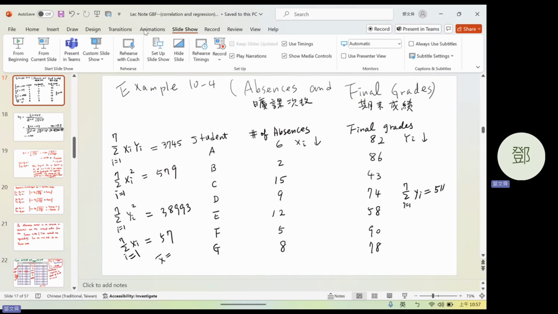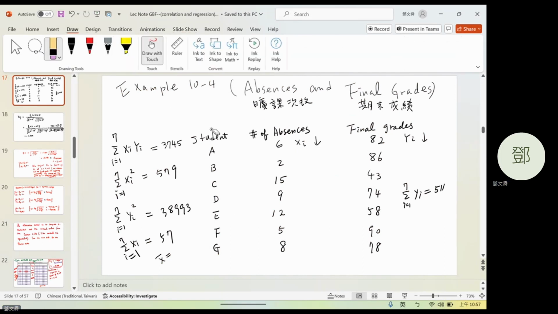I have to wipe this off. Otherwise, they will cut my salary.